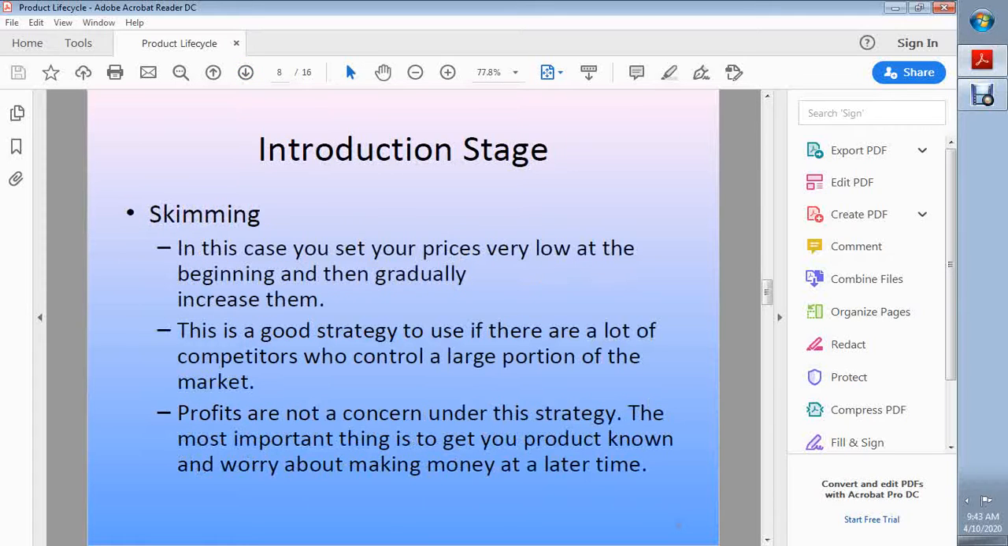Then the next one is skimming. In this case, you set your prices very low at the beginning and then gradually increase them. This is a good strategy to use if there are a lot of competitors who control a large portion of your market. Profits are not a concern under this strategy. The most important thing is to get your product known and worry about marketing money at a later time.